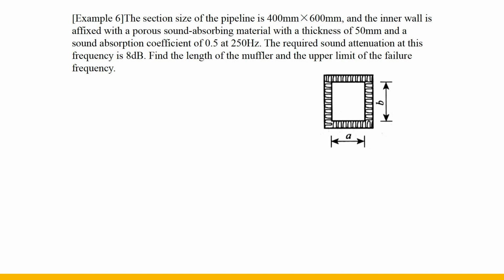The section size of the pipeline is 400 mm times 600 mm, and the inner wall is affixed with a porous sound-absorbing material with a thickness of 50 mm and a sound absorption coefficient of 0.5 at 250 Hz. The required sound attenuation at this frequency is 8 dB. Find the length of the muffler and the upper limit of the failure frequency.